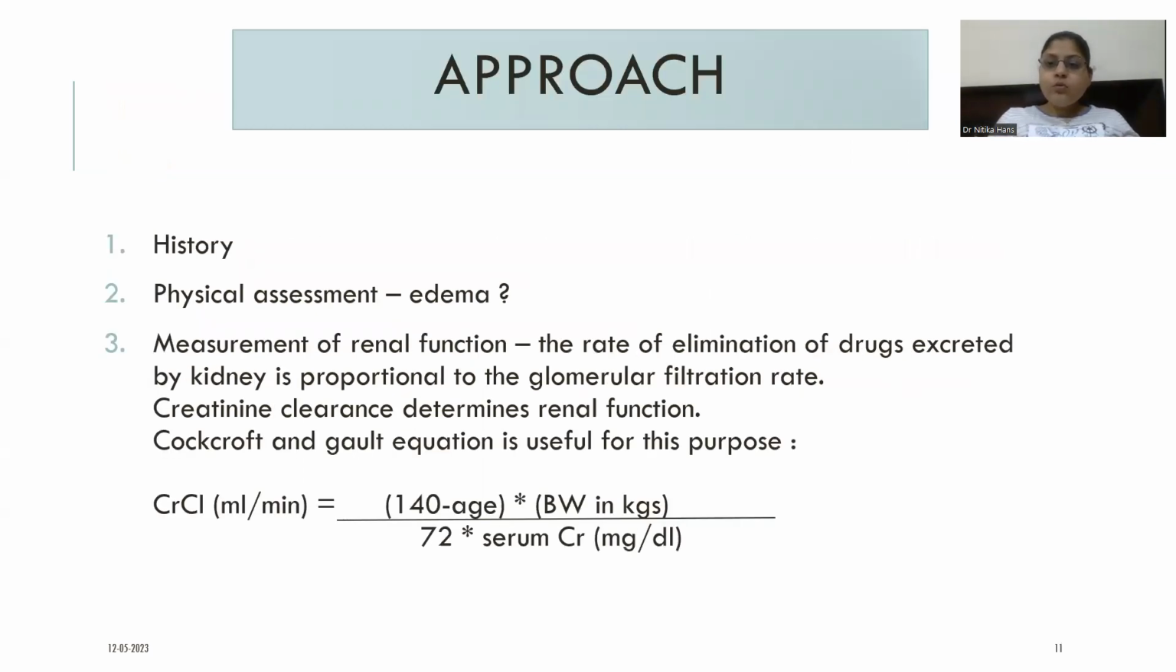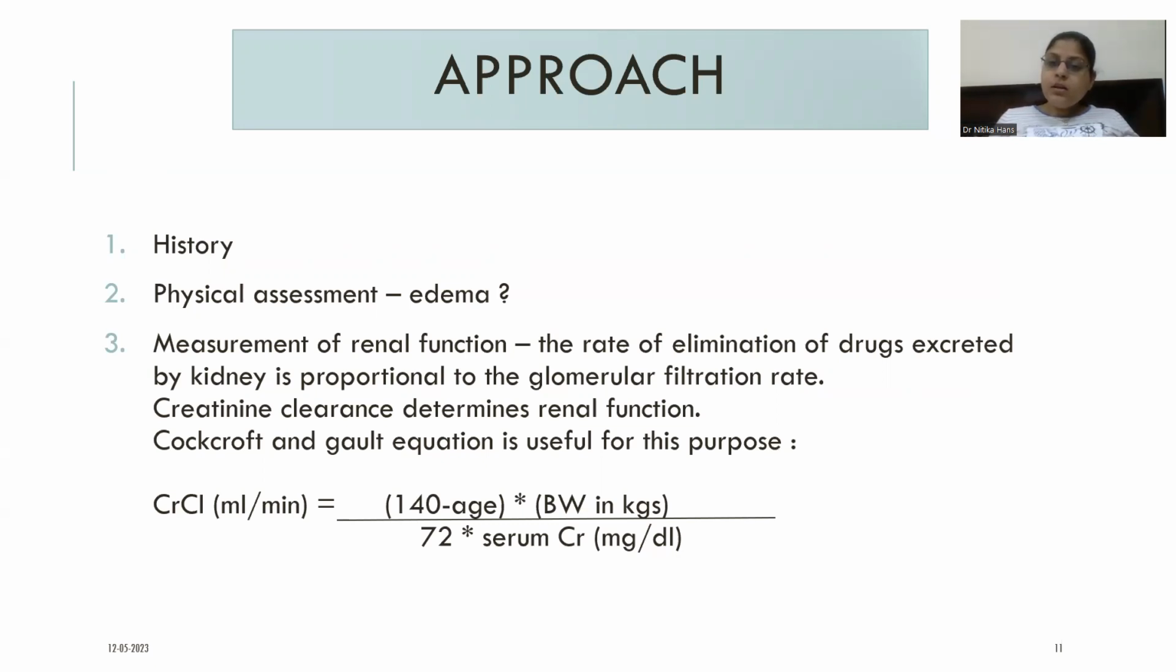Now, how we have to approach the patient with renal failure is we will take the history, which will show that there is reduced urine flow, and edema can occur in the patient. And how we have to measure the renal function: the rate of elimination of drugs by the kidney is in proportion to the glomerular filtration rate. That is how much of the drug is eliminated from the body. It will depend upon the glomerular filtration rate.